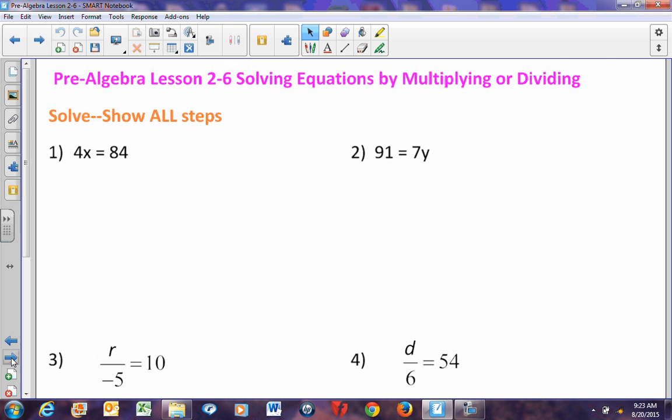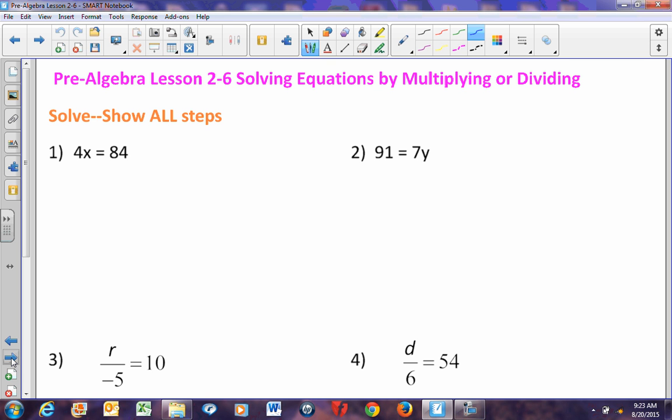Knowing that, when you go to solve an equation, we're going to do the exact same thing we did with addition or subtraction. We're going to determine what they did to the variable, and then we're going to undo that. If they multiplied the variable by something, we will divide. If they divided the variable by something, we will multiply. And it's important, again, to make sure that you keep your equations vertical so that it's easier to see what's going on. If we look at number 1 here, 4x equals 84.